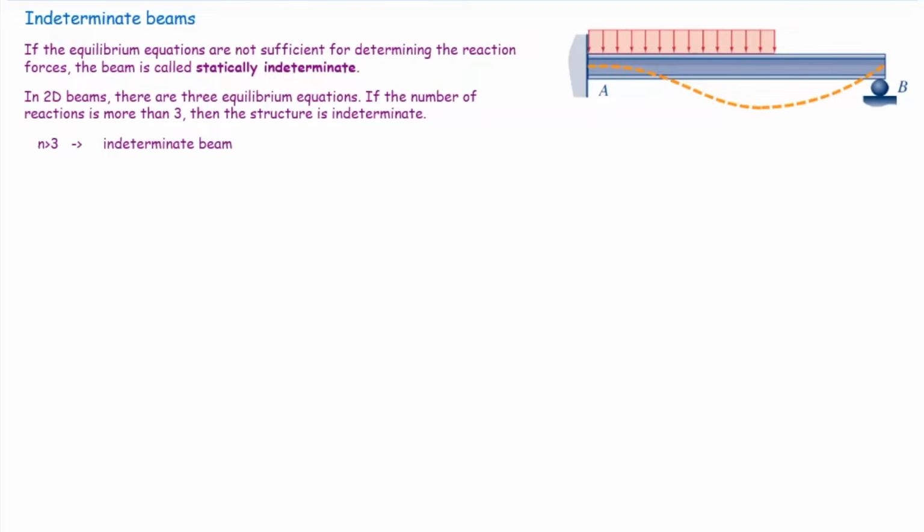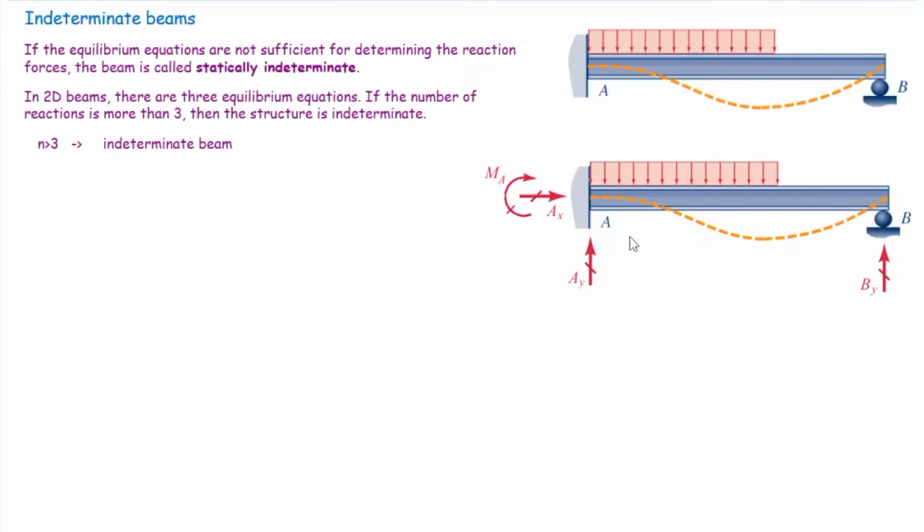If the number of reaction forces is more than three, then the reaction forces cannot be determined just by equilibrium, like the case that we see here. In this case, there are three reaction forces on the left support and one reaction force on the right support, which means that the total number of reaction forces would be 4, but we do have just 3 equilibrium equations. That makes the problem impossible to solve just by what we have learned in statics. So we call that a statically indeterminate structure.